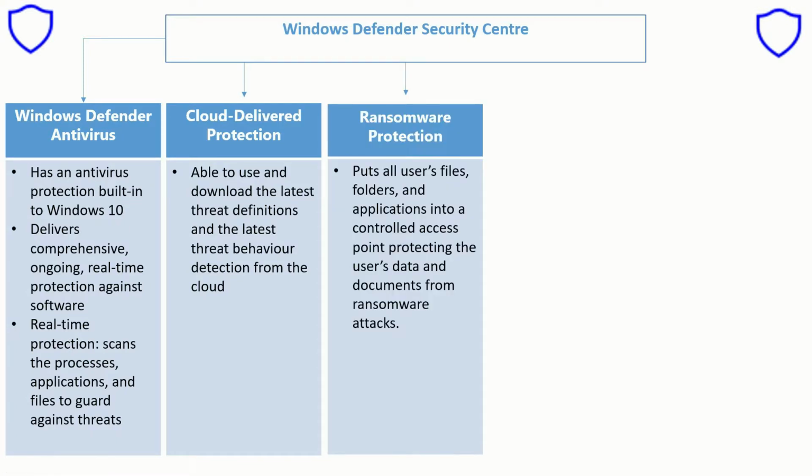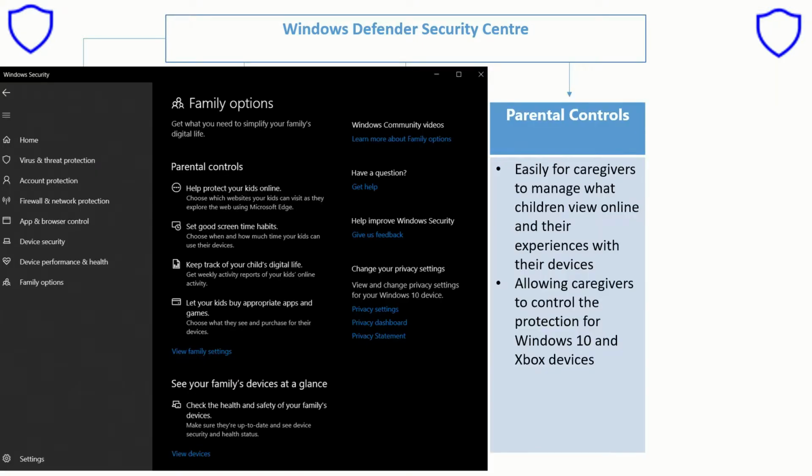Another new Windows Defender security feature is ransomware protection, in which it puts all of the user's files, folders, and apps into a controlled access point, protecting the user's data and documents from ransomware attacks. For users who are worried about their children's protection, they now have family options in the Parental Controls panel to easily manage what the child sees online and their experience with the devices, allowing parents to control the protection for Windows 10 and Xbox devices, limiting access to certain websites, and having time limits on devices, and what applications and games can be installed, purchased, and seen.